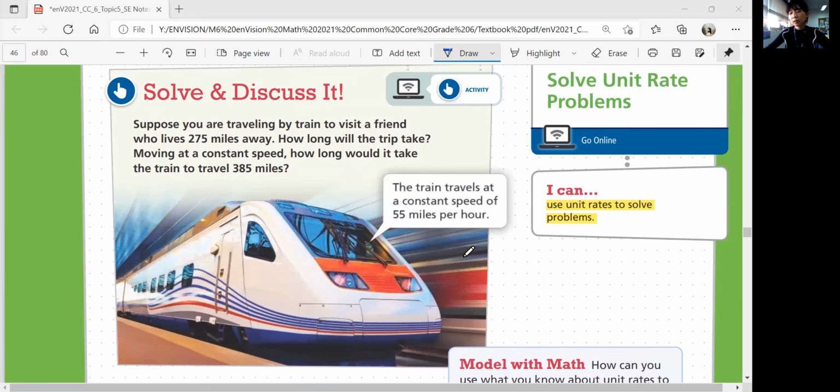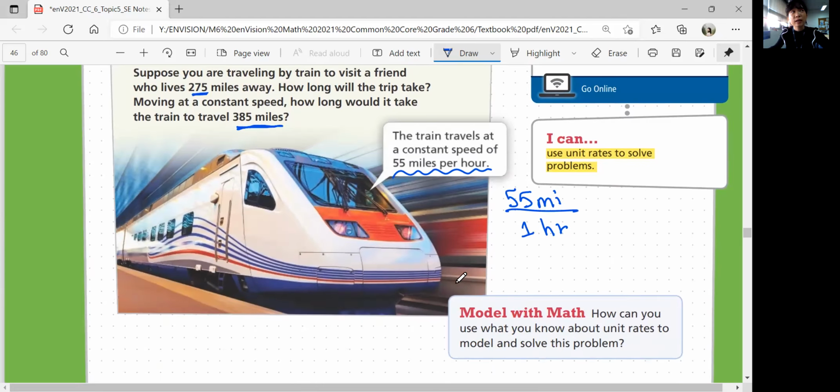Right? So we can write some ratios here. So the distance will be 1 unit, right? And then we want to find 385 miles. But what is the speed? 55 miles per hour. That is the unit rate. 55 miles per 1 hour is the speed of the train.